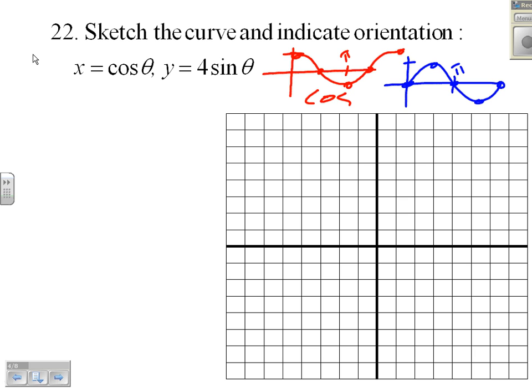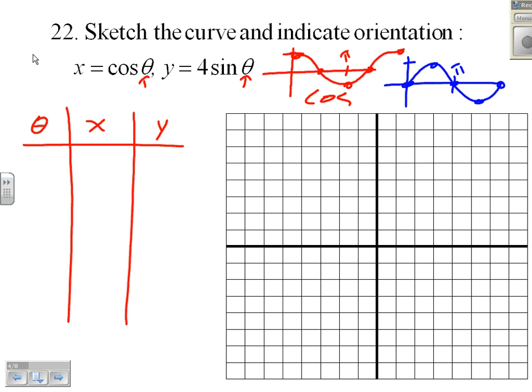So let's go ahead. Theta is now our parameter. Theta is what's being used. We would say that x is a function of theta, y is a function of theta. So theta is now our time, or our t element from past problems. So I'm going to choose theta to determine what x is, to determine what y is, to determine what my ordered pairs are. So we'll go with quadrantal angles for starters.